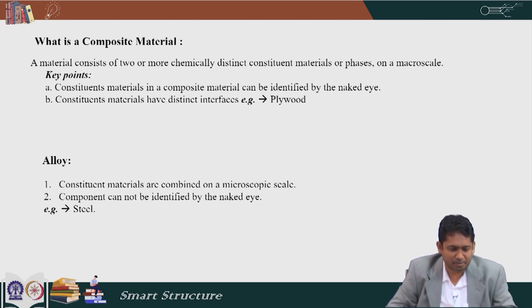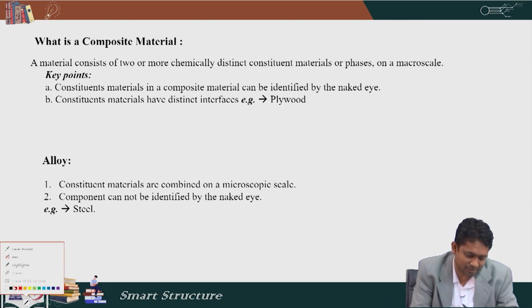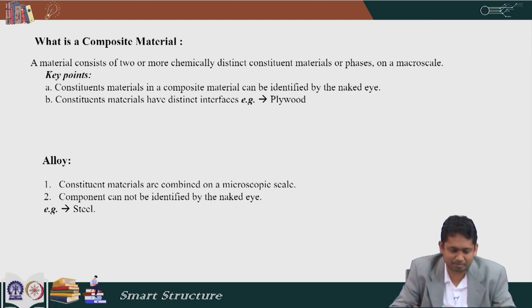So, a composite is a combination of two or more different materials which are chemically distinct and they do not react. And the kind of composites that we will talk about in this course are composites at macro scale. So, they are mixed at macro scale. So, the constituents can be identified by the naked eyes if we look at the composite, and constituents have distinct interfaces. An example can be a plywood.